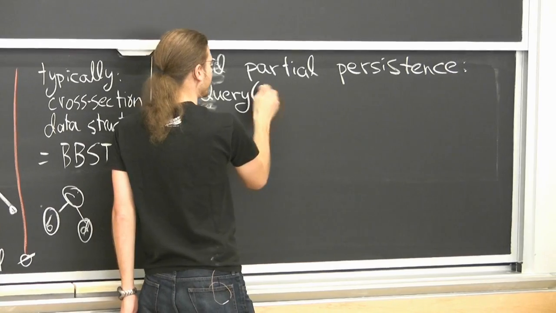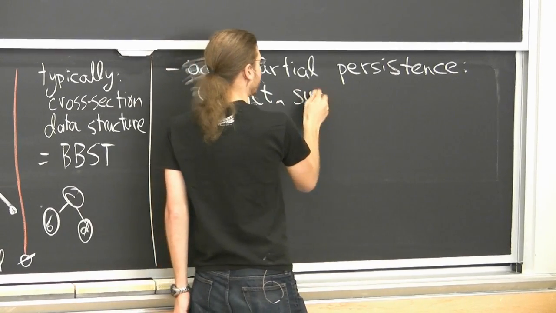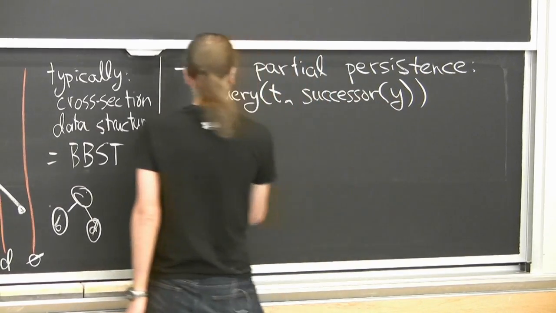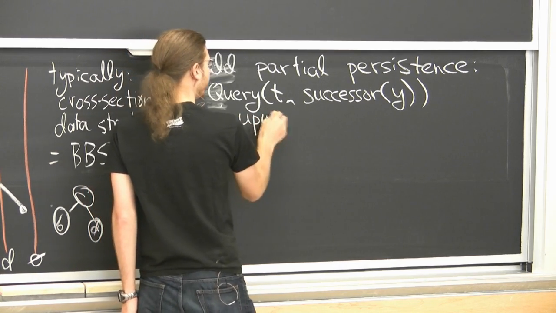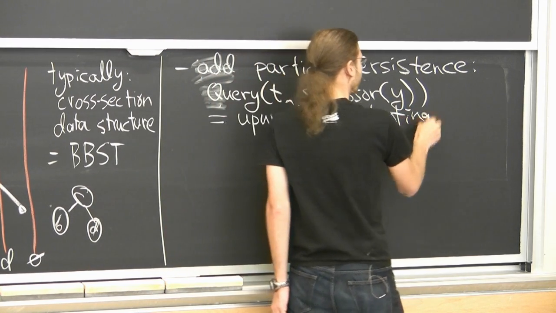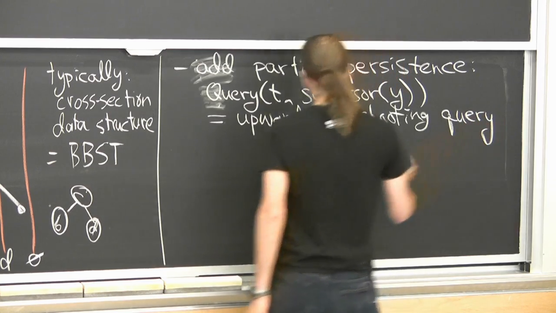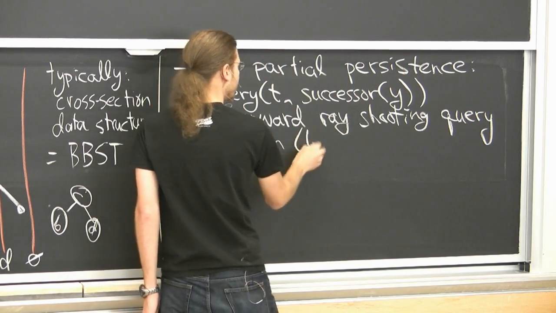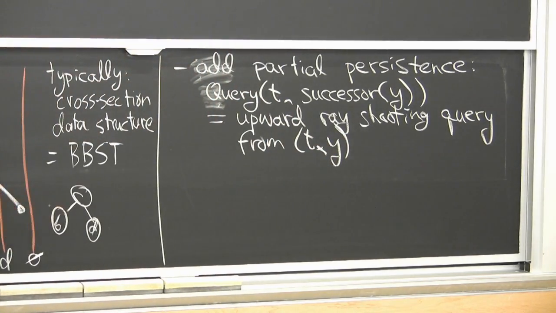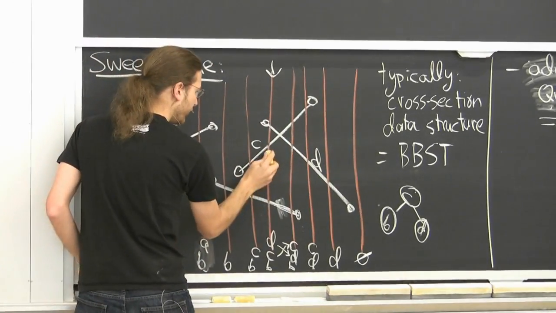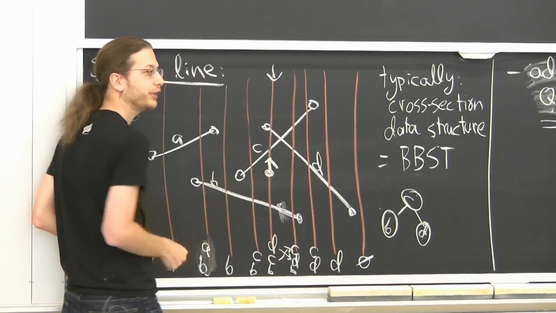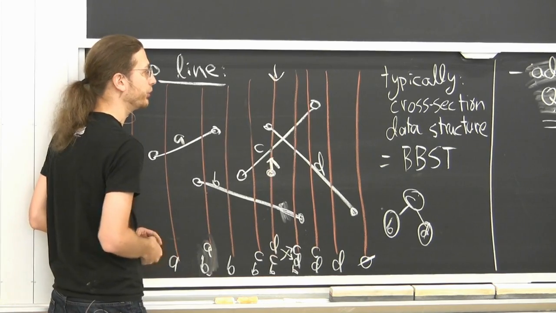Okay, so a query at time t of, let's say, successor of y is what we call an upward ray shooting query from coordinates (t, y). So t, the time, is acting as the x coordinate. This time is left to right here. And so what's happening is we're imagining from this point shooting a ray upward and asking what is the segment that I hit first. That's an upward ray shooting query.